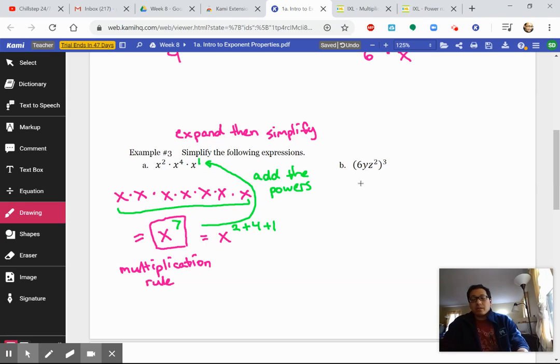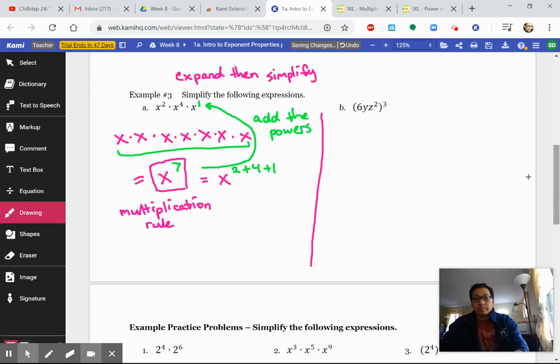How about over here? Let's not take too long over here. Okay, so 6yz squared, raised to the power of 3. Let's expand it first, then simplify it. What do we get? Well, 6 times y times z to the 2. Let me write that out: 6 times y times, and I'll even expand out the z to the 2. That's z times z, right?